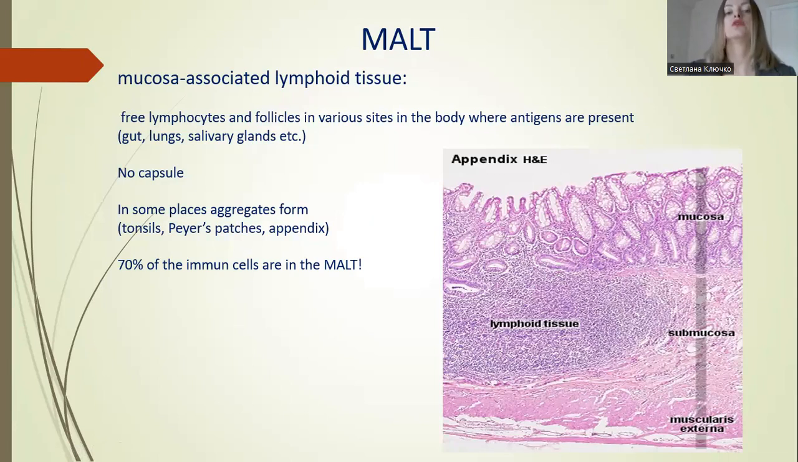And a couple of pieces of information about mucosa-associated lymphoid tissue. Free lymphocytes and follicles in various sites in the body where antigens are present, for example, gut, lungs, salivary glands, airways, and urinary tract. No capsule. In some places, aggregates form, for example, in tonsils, Peyer's patches, appendix. Note that 70% of the immune cells are localized in the mucosa-associated lymphoid tissue. On this histological section, you can see the appendix, mucosa of appendix, and lymphoid tissue as a lymphoid nodule in the submucosal layer.